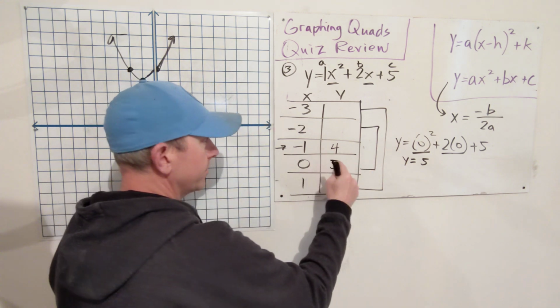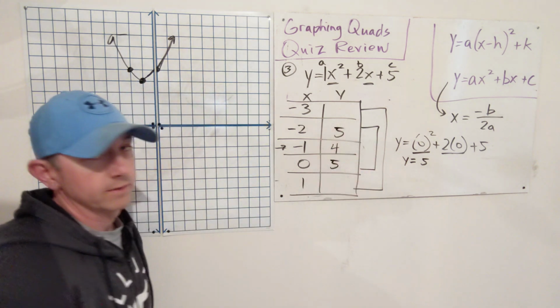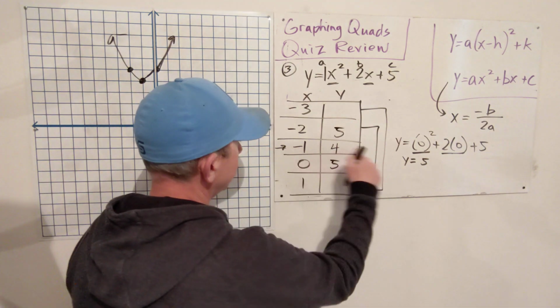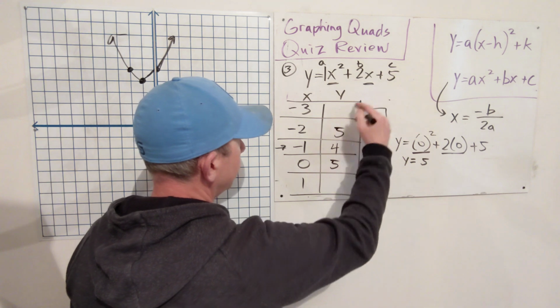So what that means is if this one's 5, then that one's going to be 5 as well. Okay? So your table has symmetry amongst these. The vertex takes out the middle, then these will match up, and then the outside one.